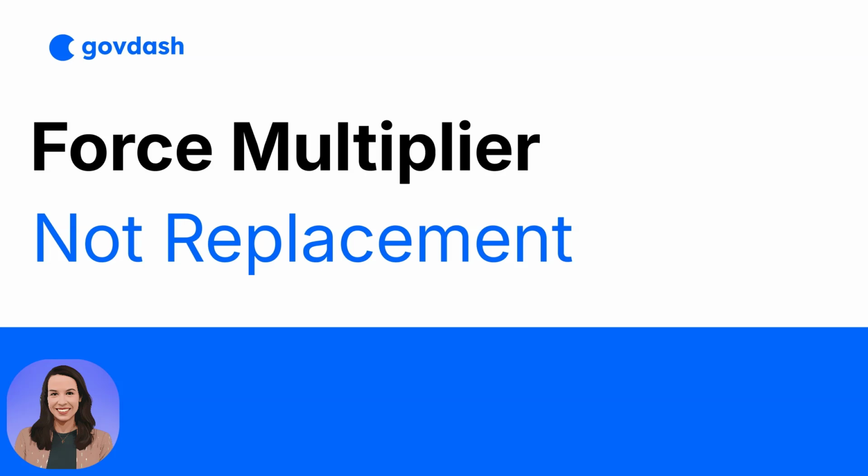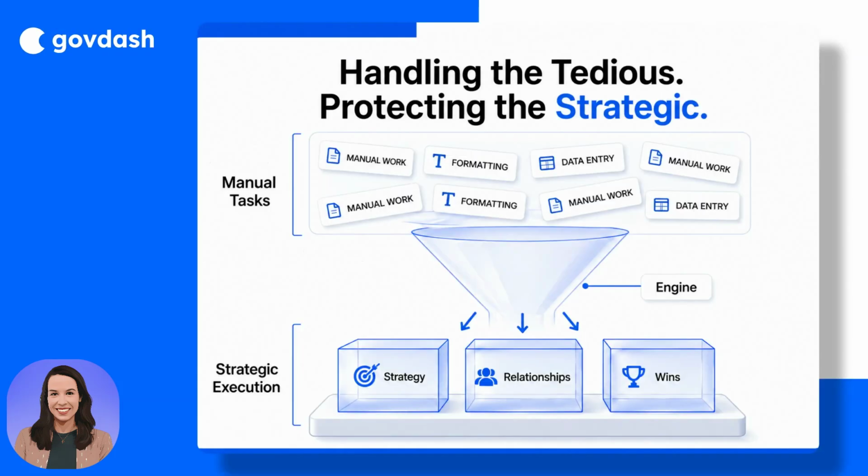And I want to be clear about something. GovDash is not here to replace your proposal team or your capture team. That is not possible, and anyone who tells you otherwise is going to learn a tough lesson. People still win contracts. Strategy still matters. Relationships still matter. What GovDash does is take the tedious, time-consuming parts of the process, things that used to take hours or days of manual work, and it handles them. So your team gets their time back, and they can reinvest that time into what actually moves the needle, which is strategy, solutioning, building relationships, and understanding your customer.